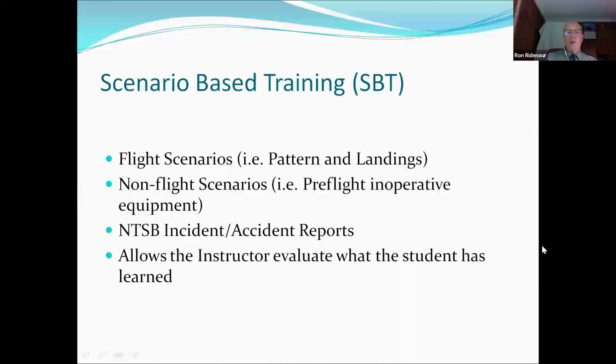As I said before, this allows the instructor to evaluate what the student has learned, because you can't tell what their perceptions are unless you get feedback. As an instructor, it's very, very difficult to tell what their perceptions are, so you need that feedback. It's very valuable for you, the instructor.